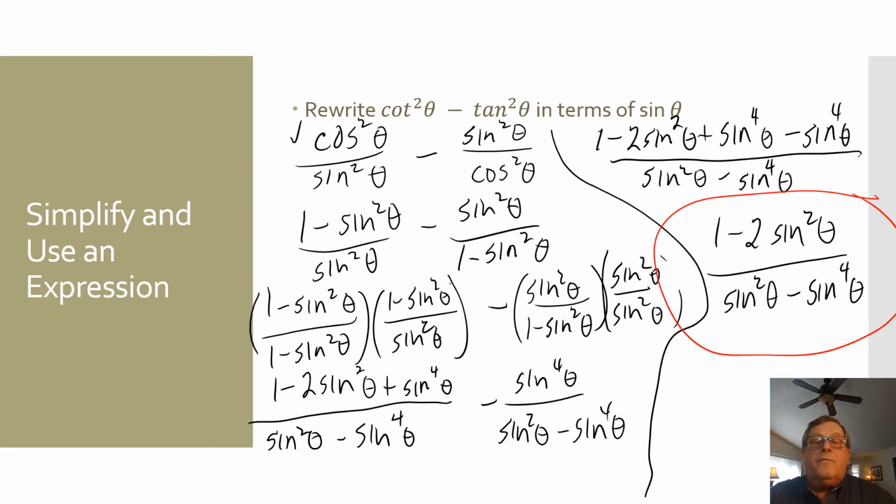Okay, well, first thing we did, we used the quotient identity, and then we used some Pythagorean identity, and we got ourselves to a common denominator. Had to do a lot of distribution, but we have done what they asked us to do. We rewrote the cotangent squared of theta minus the tangent squared of theta just in terms of the sine of theta using trigonometric identities.